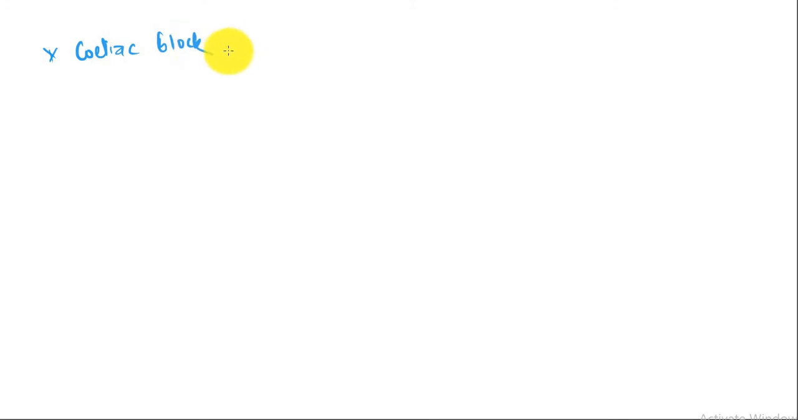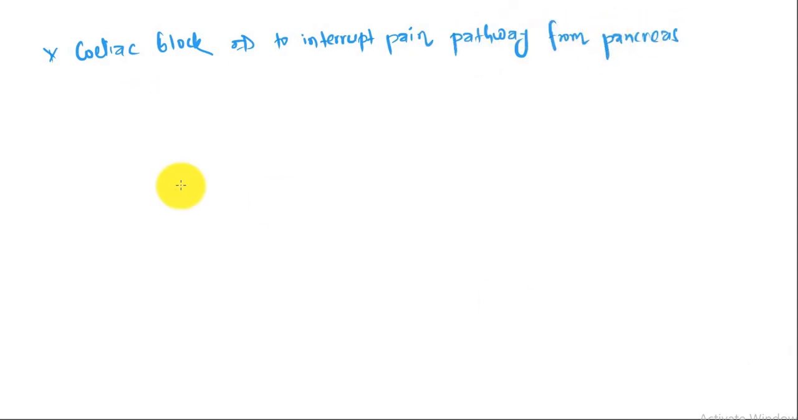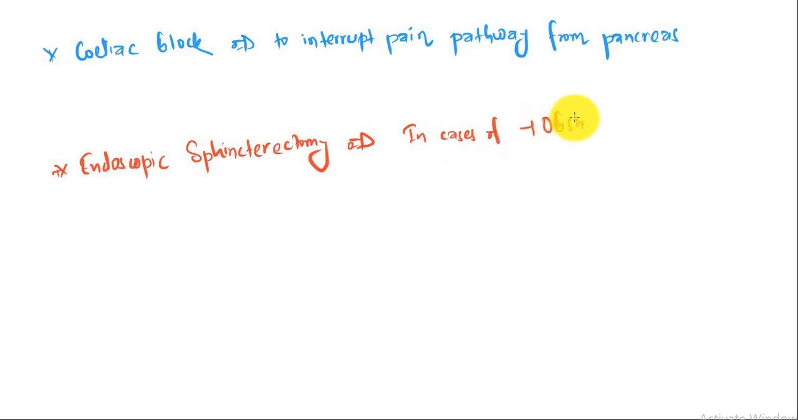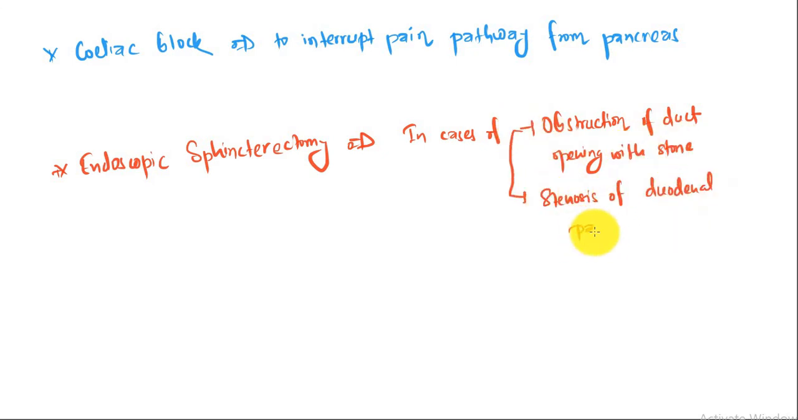So I have already told you celiac block is used to interrupt pain pathway, especially in intolerable pain. And we can perform endoscopic sphincterotomy, that is incision of the sphincter, in cases of obstruction of duct opening with stone and stenosis of duodenal papillae.